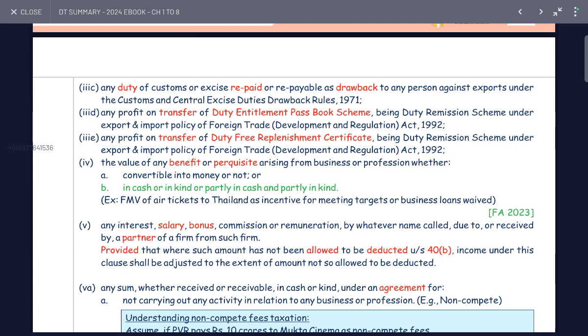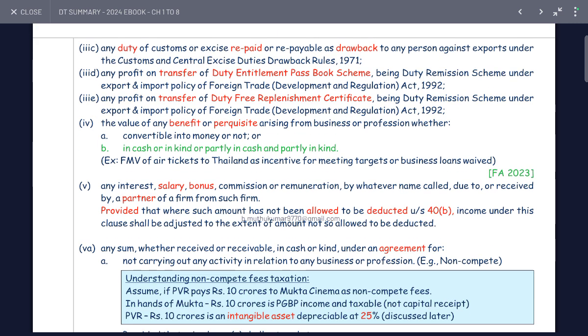Any duty of customs or excise repaid or repayable as drawback to any person against export under the Customs and Central Excise Duties Drawback Rules is business income. Profit on transfer of duty entitlement passbook scheme or duty remission scheme under the export and import policy is business income. Profit on transfer of a duty free replacement certificate under the Foreign Trade Development and Regulation Act is business income.